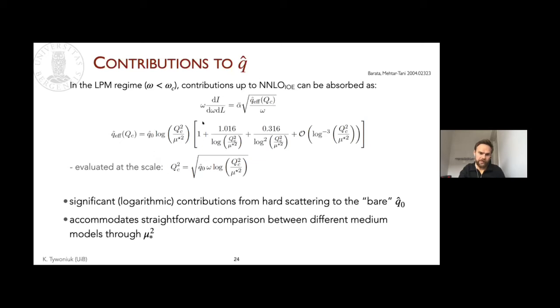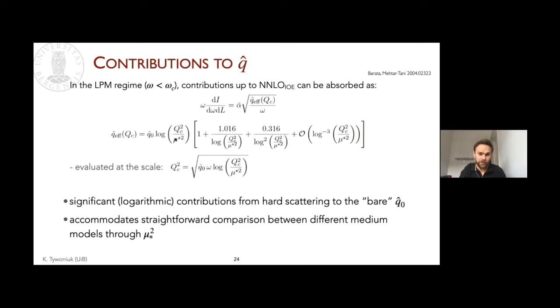And so in the end, this is bringing into the game significant logarithmic contributions from hard scatterings to the bare q hat. Just to note for the phenomenology, you shouldn't just use a normal bare q hat; you should also include, which is very, very important, the logs of q hat. If you do that consistently, you will see a large effect from this log.